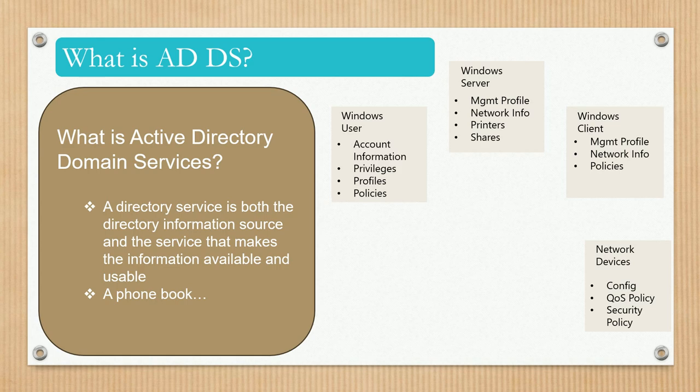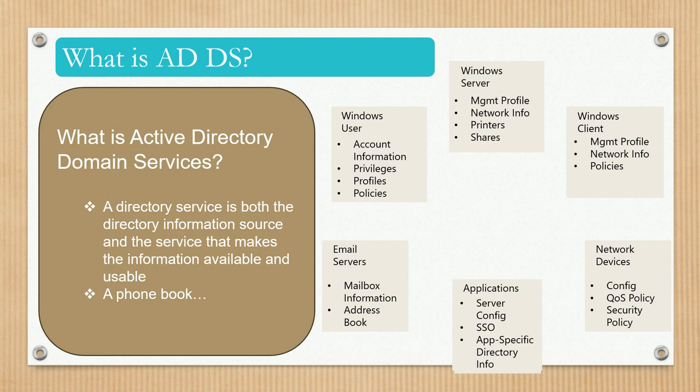Network devices will help you with the config, QoS policies, and security policies. Inside the applications, that will help you with the server config, SSO, and app-specific directory info. In the email server, it holds the mailbox information and the address book. So all these features, which I explained very briefly, come under the Active Directory services.